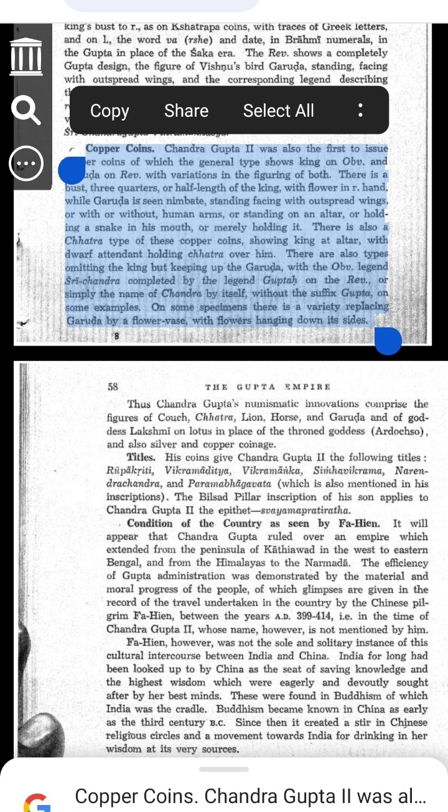4. The Chatra type. This coin showed the king standing near an altar. A small dwarf attendant is holding a chatra, an umbrella, over the king. Chatra was a symbol of royal power in ancient India. Example, imagine a king walking with an umbrella over his head, carried by a servant. This showed he was an important ruler. Similarly, the chatra type of coins showed the king's greatness.